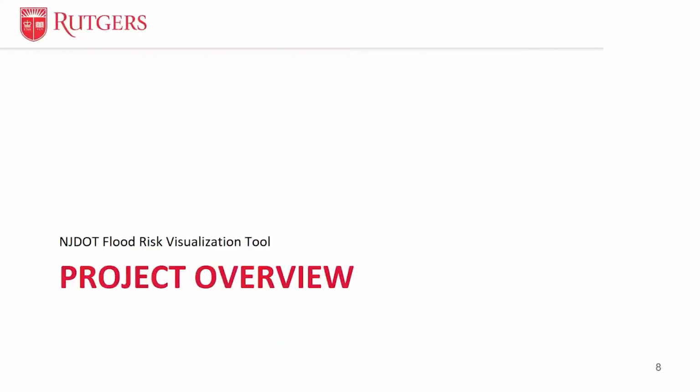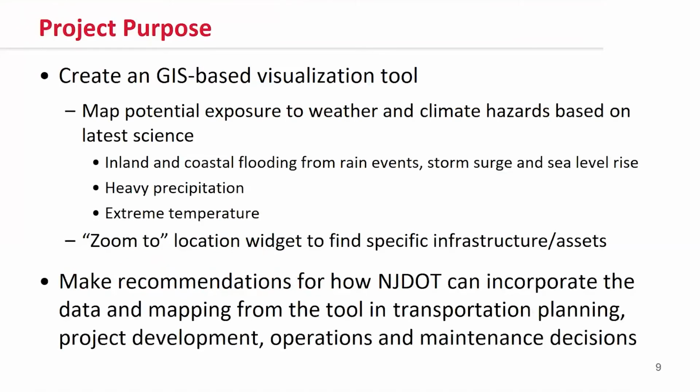So the flood risk visualization tool was conceived through various conversations with Elkins Green from the Bureau of Environmental Analysis at DOT. And the purpose really was to create a tool, which we've made a GIS-based visualization tool, to map exposure to weather and climate hazards, incorporating the latest science on how the climate may affect precipitation in particular, but also temperature and some other things.